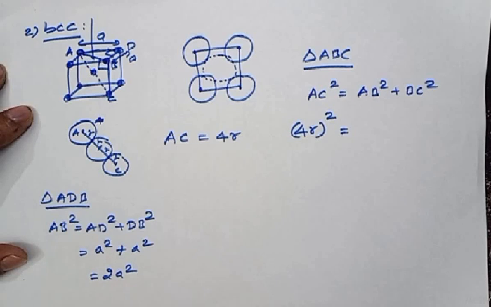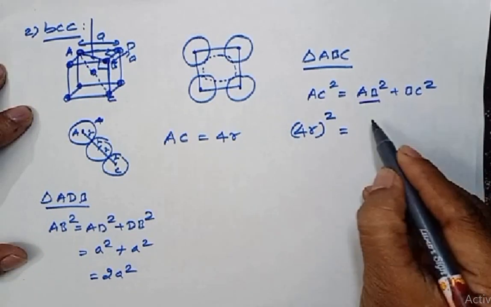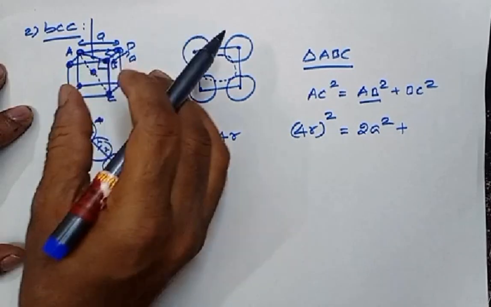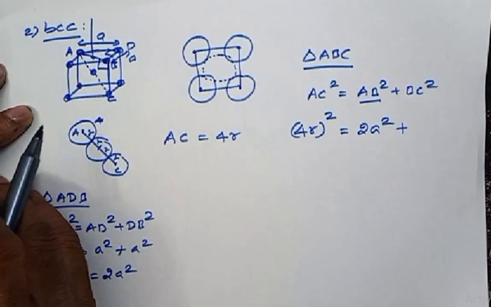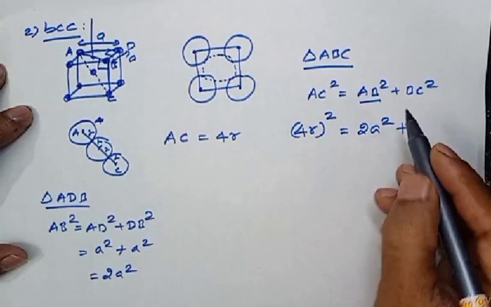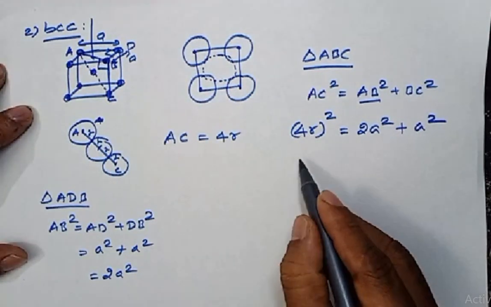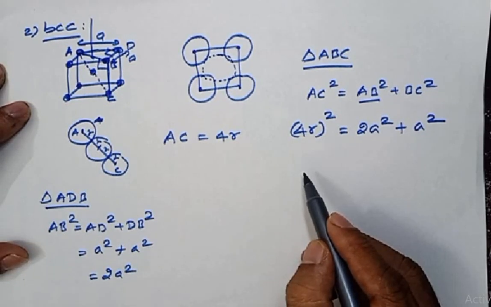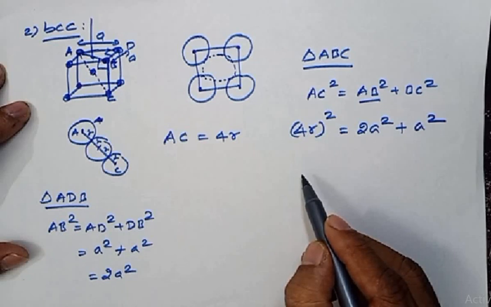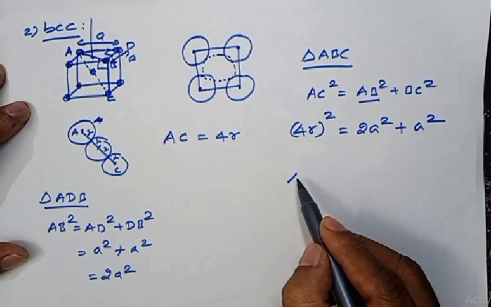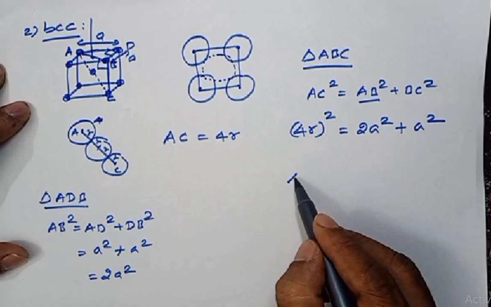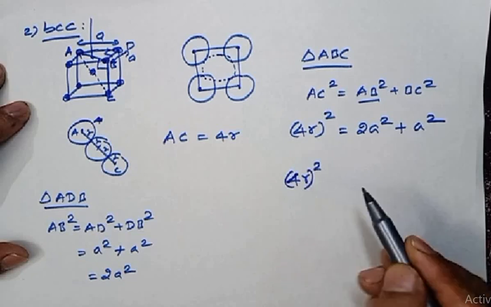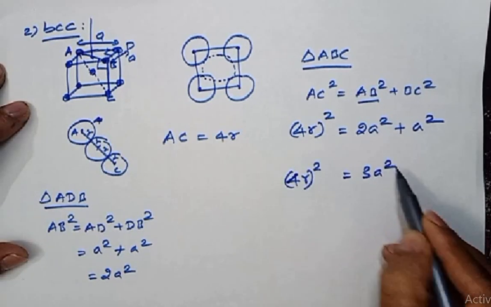This is AB square. So I'll put this value here. AB square equals 2 times a square plus, what is BC? All side lengths are equal, like this is a cube. So BC is equal to a, so a square. So we can write 4R the whole square equals 3 into a square.